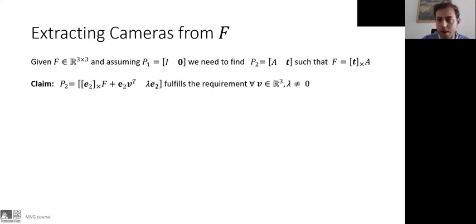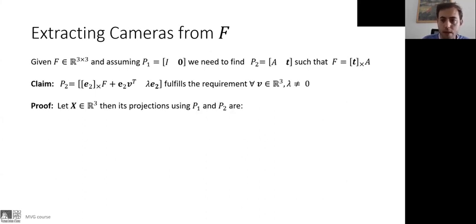Okay, so the claim is that P2 can be formulated as follows, where the 3x3 part has this form and the vector part has this form, and v and lambda are just free coefficients. v is a three-dimensional vector, and lambda is just a non-zero coefficient that we can choose freely and still get the correct fundamental matrix. Okay, so that's the claim, and now we will show why this is true.